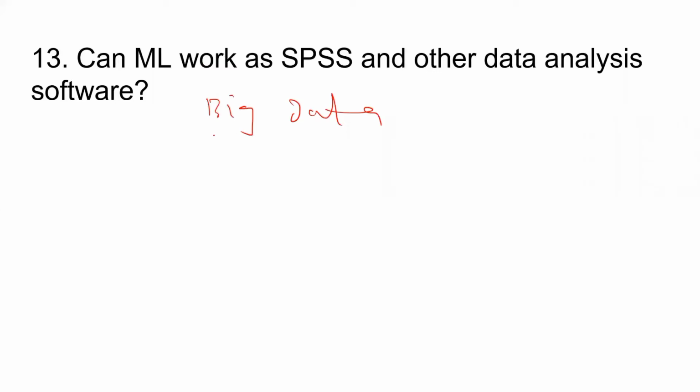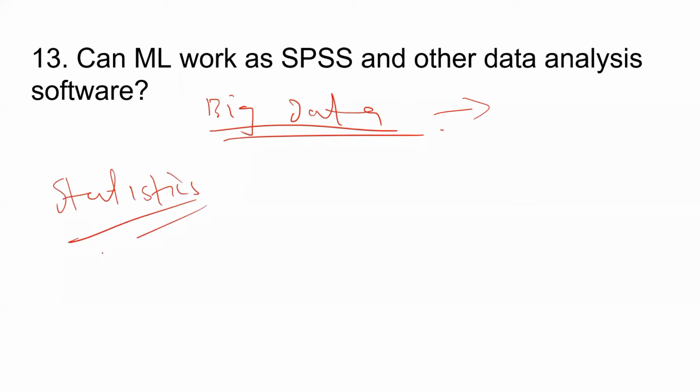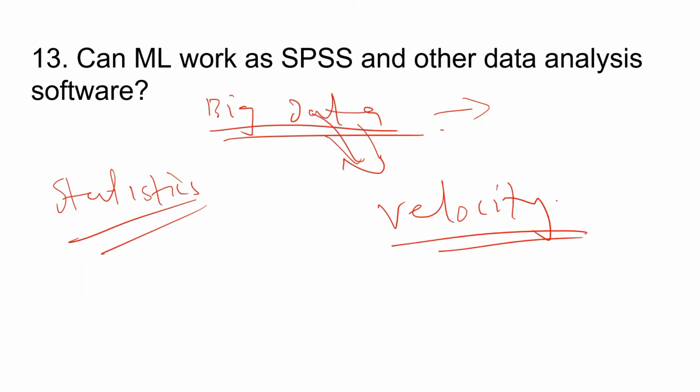Let me clarify this. Big data is not a new thing, or data analytics is not a new thing. It's as old as you can ever imagine. However, they used statistics to solve this problem. With the coming of big data, one of the attributes of big data is what we call velocity. Velocity means speed, moving data. The data is constantly being updated, and we need to take decisions as the data is coming in without waiting.